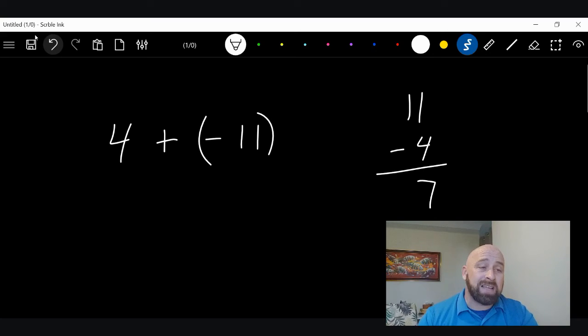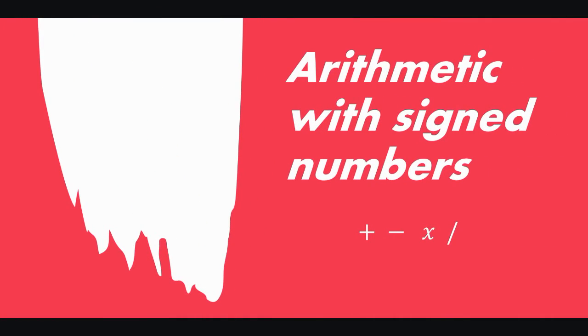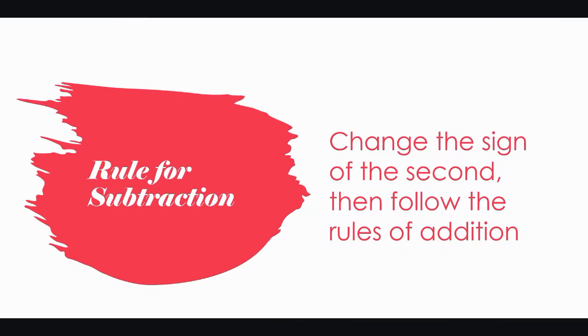So now what sign do I put with that 7? Well, I take the sign of the larger. Which one's bigger, the 11 or the 4? Well, the 11's bigger, so I'm going to take the negative. So the answer to that one would be -7. That's the way that rule works. Okay, let's look here at the last of the rules for arithmetic with signed numbers.